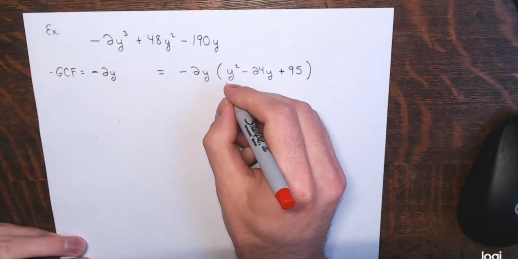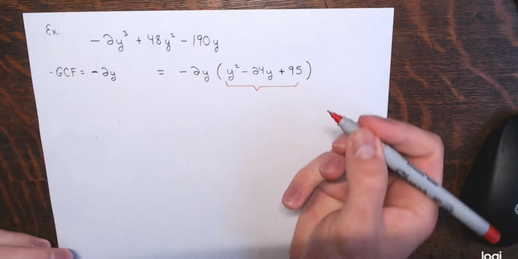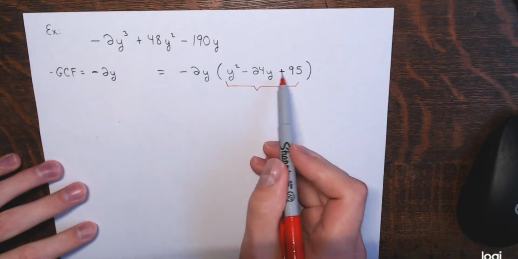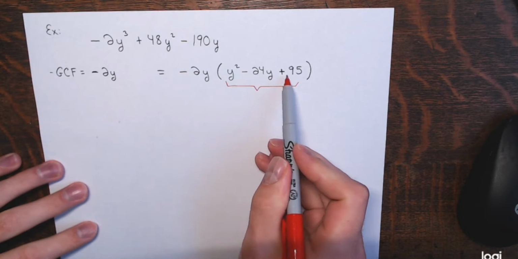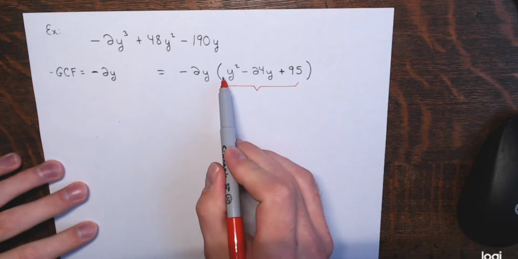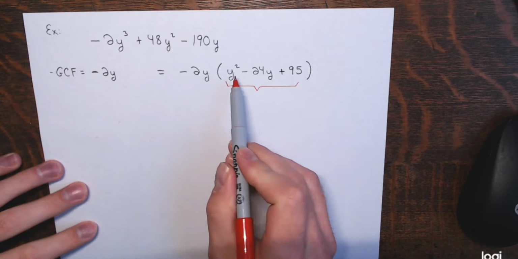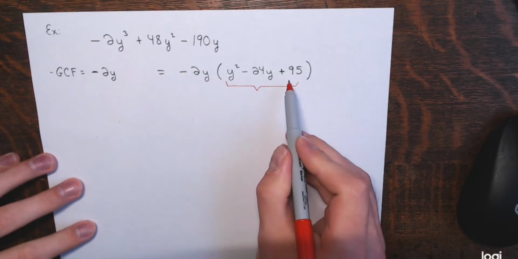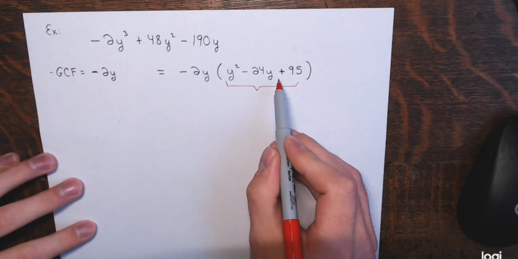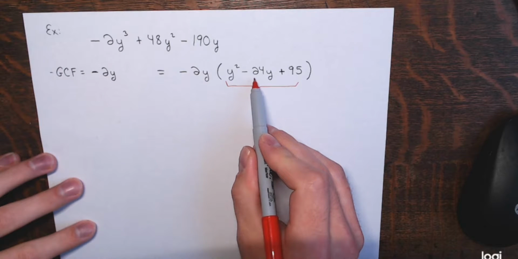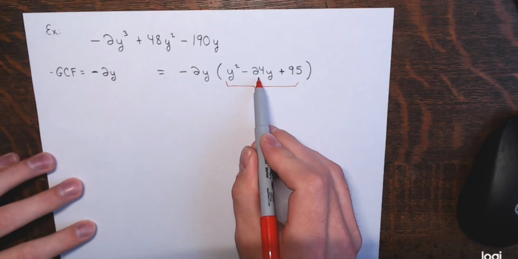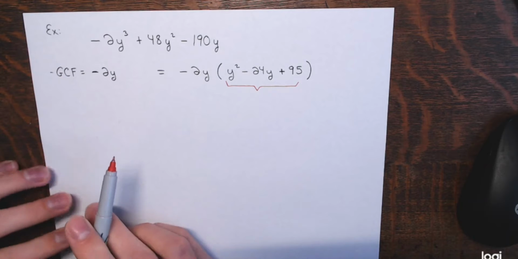right? So now I'm looking at this trinomial here. Alright, now this is a quadratic. This is in that form ay squared plus by plus c. But the lead coefficient is 1, and you may recall, with these quadratic polynomials, when the lead coefficient was 1, it was pretty simple. We just had to find factors of the constant term whose sum was the linear coefficient. So what are the factors of 95 whose sum is negative 24? And that would be negative 5 and negative 19.